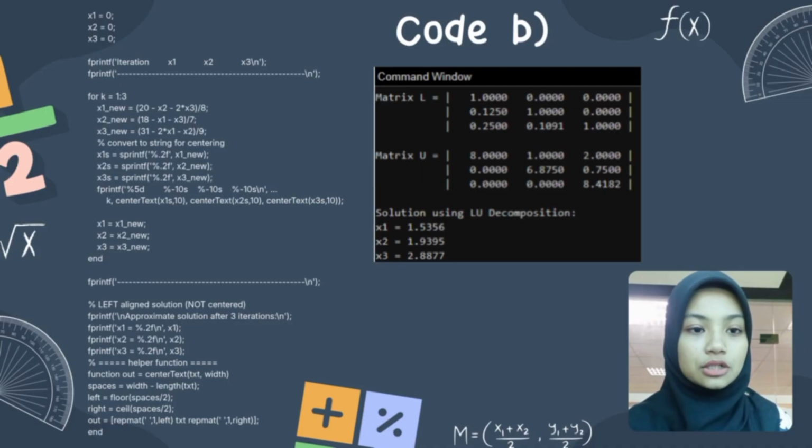Last but not least, the command window shows the answer for code B, which is equivalent to the hand calculation. That's all from me.